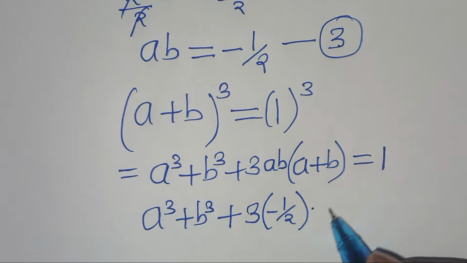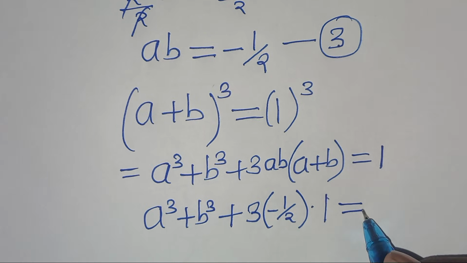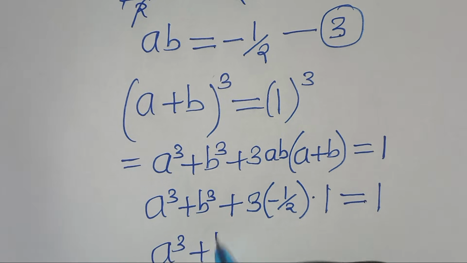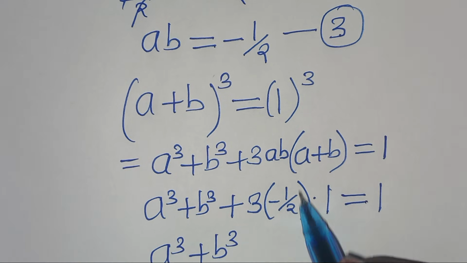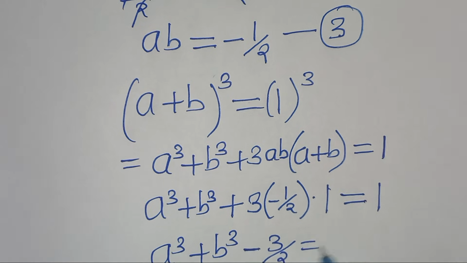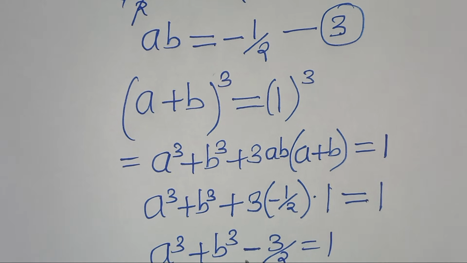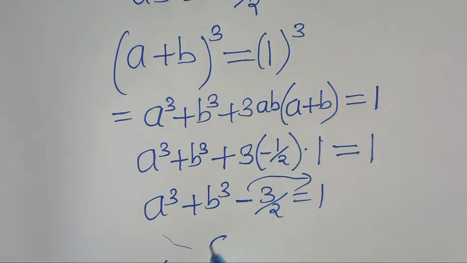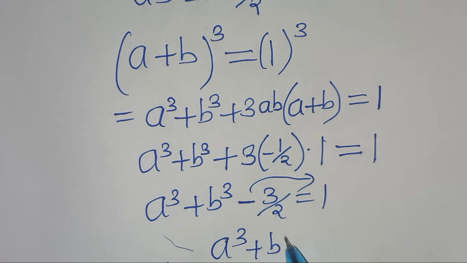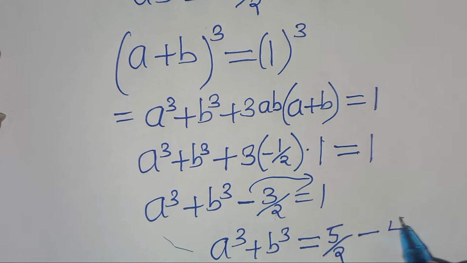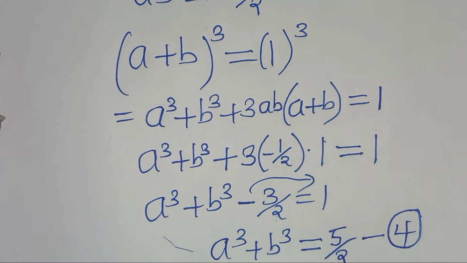So let's multiply with 1 here, and this is equal to 1. So we have a³ + b³ + 3 times −1/2, this is −3/2, and this is equal to 1. Let's take −3/2 to the right hand side, and this is a³ + b³ = 5/2. Let's call this equation 4.